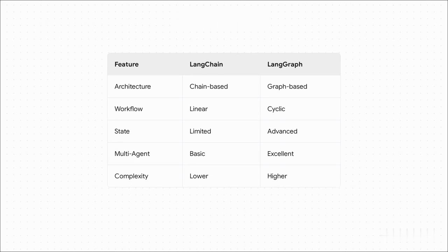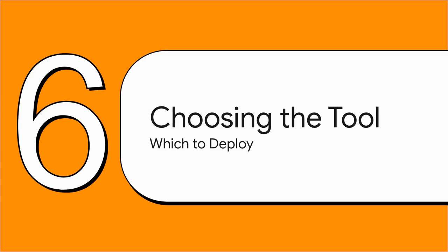LangChain uses a simpler linear architecture with basic state management. It has lower complexity and a much easier learning curve. LangGraph gives you a graph-based cyclic workflow with advanced state management, excellent multi-agent support, and high reliability. But of course, all that power comes with a steeper learning curve and a bit more complexity. Let's translate all of this into actionable takeaways in Section 6, Choosing the Right Tool.